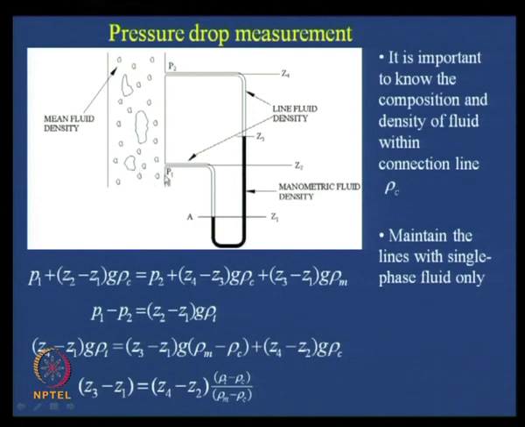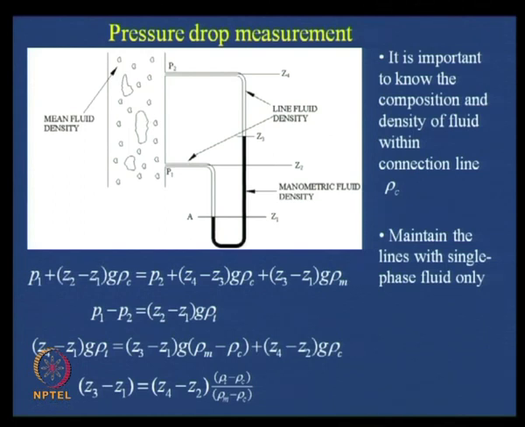But when we have two phase flow, we find that under most circumstances the density of the fluid inside the tube will not be equal to the density of the line fluid, and therefore there will be a difference between the two levels of the manometer even when there is no flow inside the pipe. So, this is the first hitch we come across.